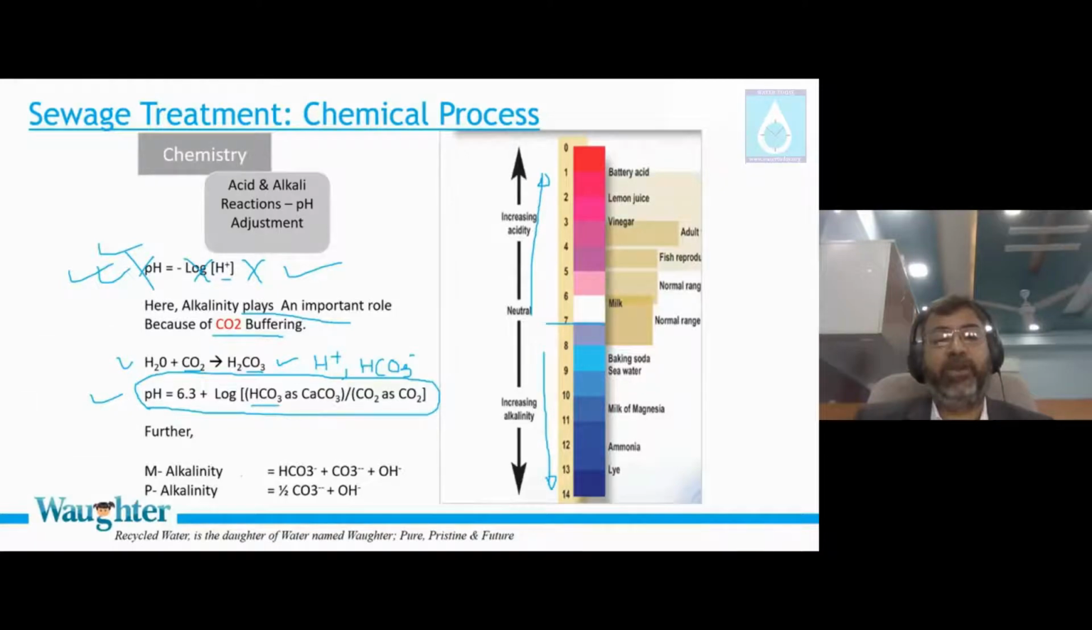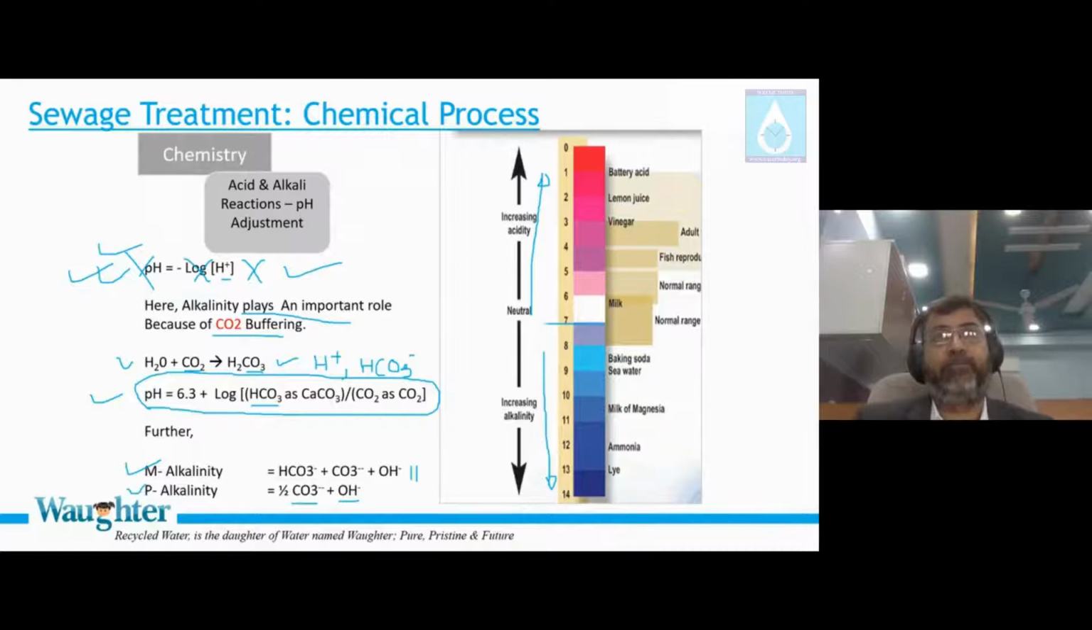So you must know two relationships. M alkalinity is equal to bicarbonate plus carbonate plus OH. That means any kind of alkalinity is measured by methyl orange. And only hydroxyl alkalinity and half of the carbonate alkalinity is measured by P alkalinity.